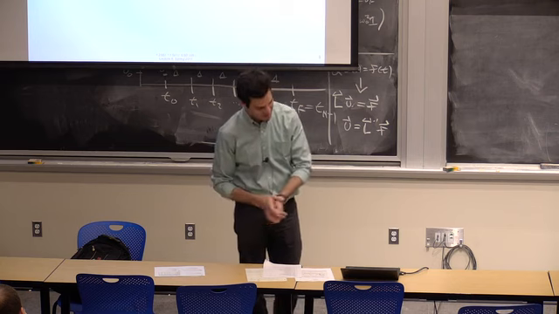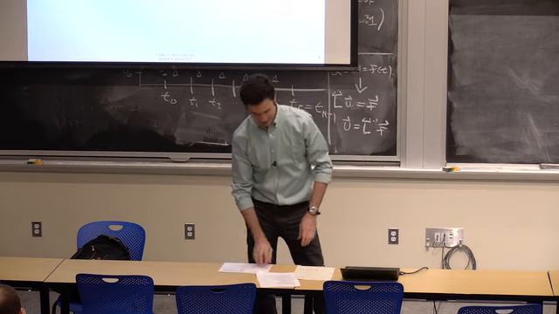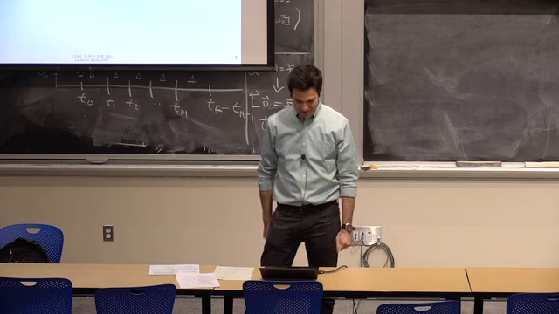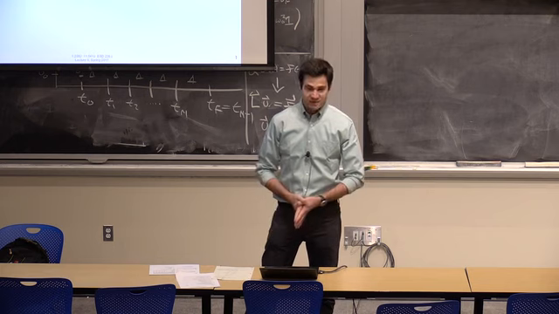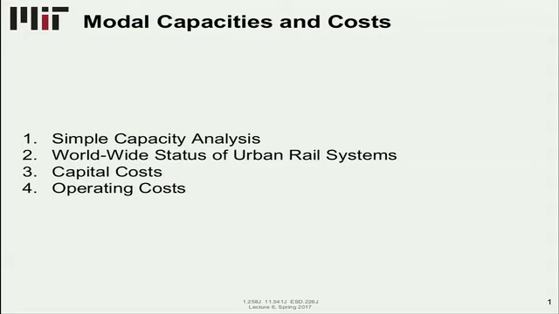Sorry for that interruption, but it's a little more general than the other classes that we've seen. Today's topic is modal capacities and costs. We'll cover a simple capacity analysis that you might do, a back calculation, if somebody is asking you about a completely new service and you just want to have an idea. Then we'll look at the worldwide status of urban rail systems, both heavy rail and light rail, some busways, and we'll look at capital and operating costs at a high level, focusing more on the US using the National Transit Database.